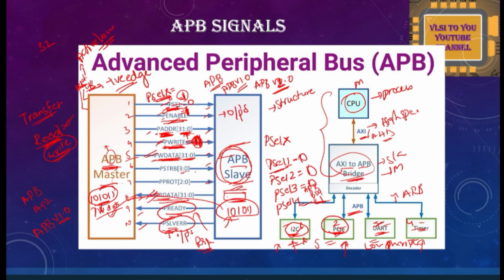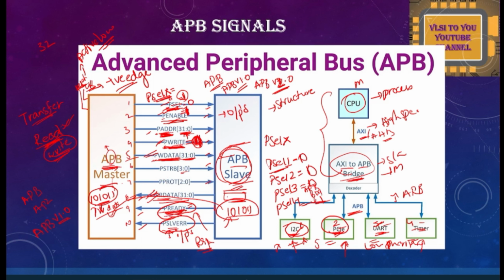Is it ready or not? The slave should be ready to take the transfer, or the slave should be ready to give the transfer. That means the slave is responding to the master whether it is ready or not by using this PREADY signal. When you see the timing diagrams, you will understand that.